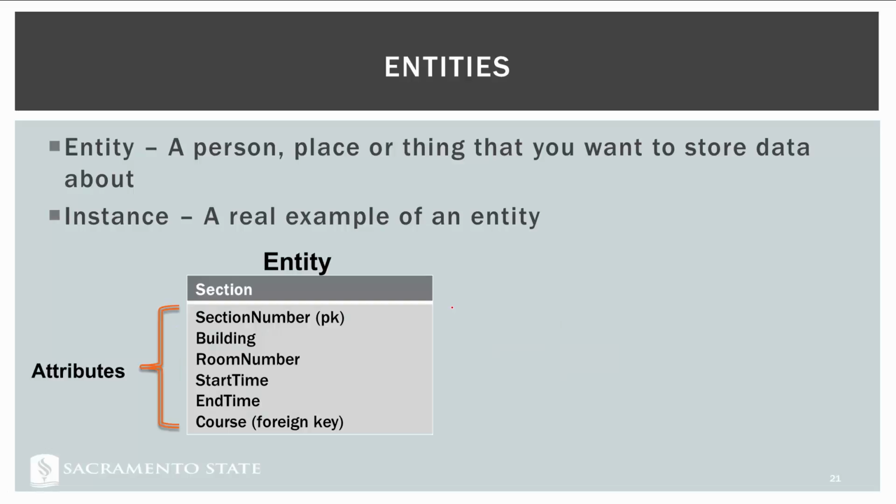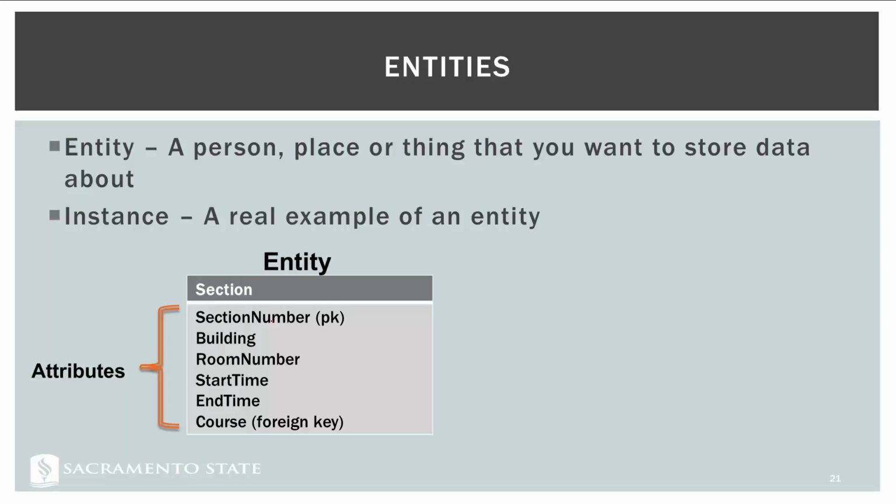All right, let's look at another example. Here is a section of a class. We'll talk more about this in a minute, but a section of a class has a section number that's its primary key. It also has some other attributes, things like which building it's in, which room number it's in, what time it starts, what time it ends. And it also probably has a foreign key to the course. Maybe it's the course ID, whatever this attribute ends up being called. And this is the entity and its attributes.